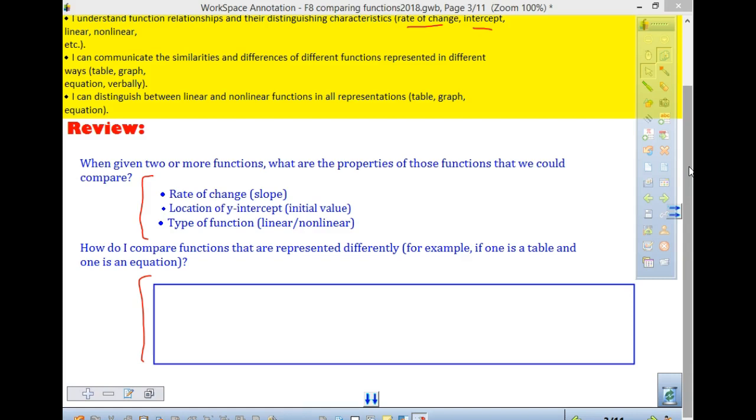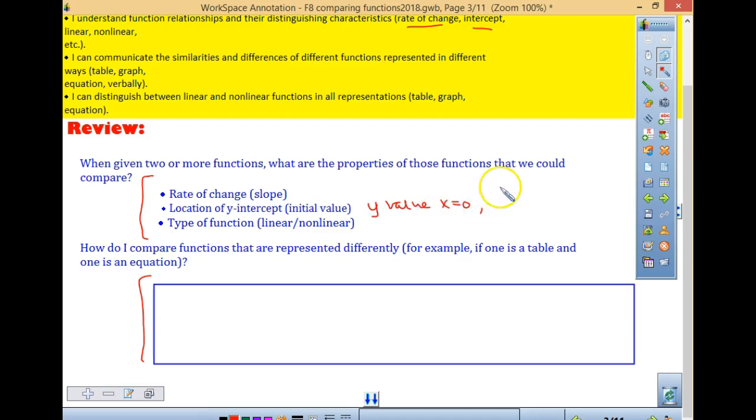Those are the three things: the rate of change or slope, and the location of the y-intercept. Remember, when we talk about the y-intercept, that is the y value when x equals 0 on a graph. It's on the y-axis, so it's the points that are on the y. Some of you are getting that mixed up and always looking at it on the x, so it's on the y line. Or it's where they tell you you initially start off in a story problem.